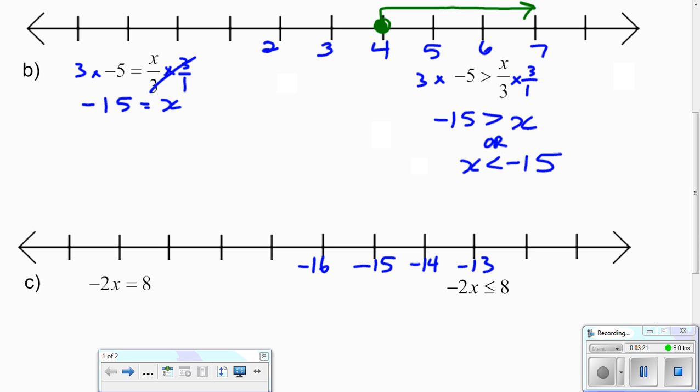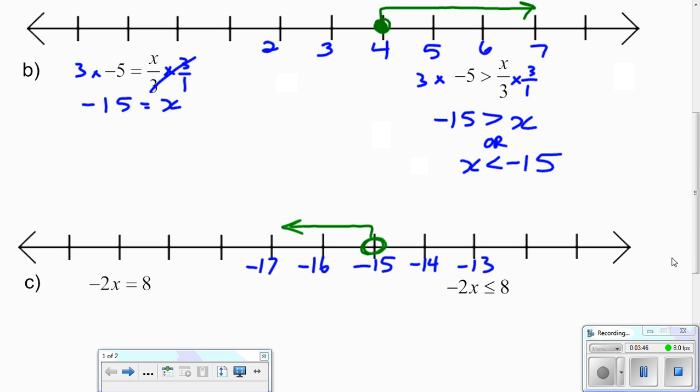Remember that when you are in the negatives, your number line looks like it's in reverse. So at my boundary point, I'm going to have an open circle because the inequality is not equal to. And x must be less than negative 15. So smaller than negative 15 is going to the left. So that means any of those values to the left of negative 15 are possible solutions.